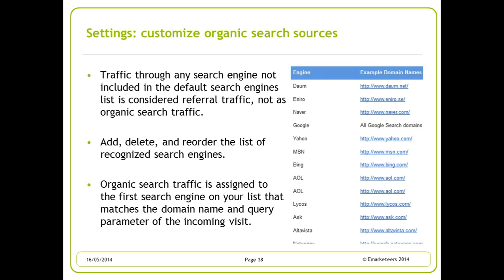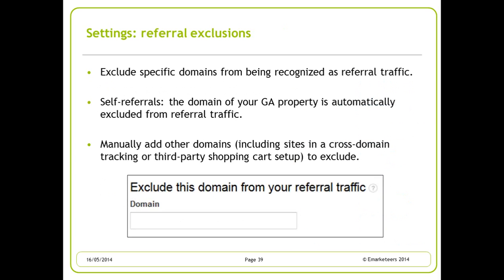We can also customize organic search sources. Basically, Google has a whole list of search engines that it allocates visits to, but maybe if you have very exotic or very local search engines that are not on that list, you can actually manually add them. You can also delete other search engines, or reorder them, because it influences to which search engine a visit is matched. Again, something that we weren't able to do before.